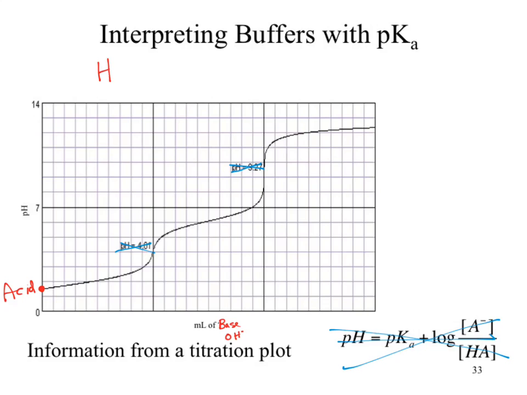So what we can do is now just provide a generic symbol. I'm going to just call it HA. Okay? Doesn't matter what it is, but that's all we're saying. Okay? What's going to happen is that when we look at HA, as we slowly add base, what happens to HA? The solution becomes basic, but then what happens to the structure of HA? It dissociates, and what I'll end up with is A minus, where I've removed that hydrogen.